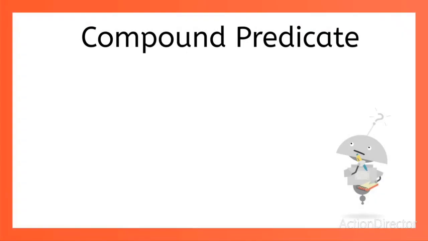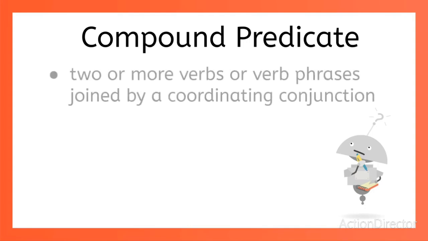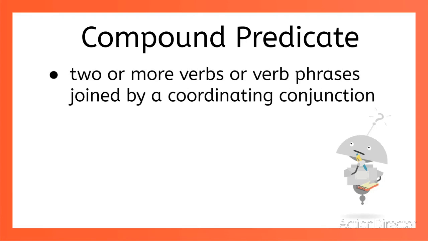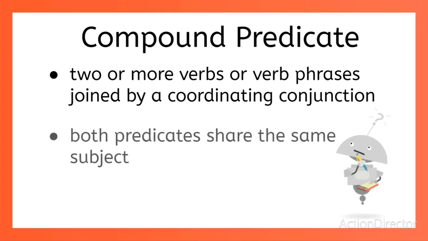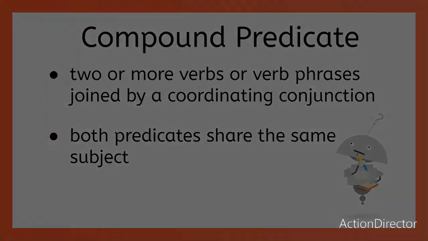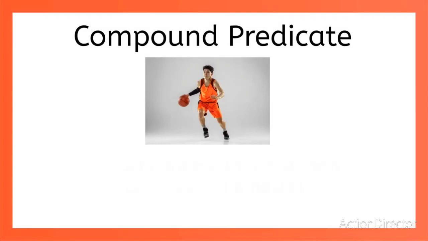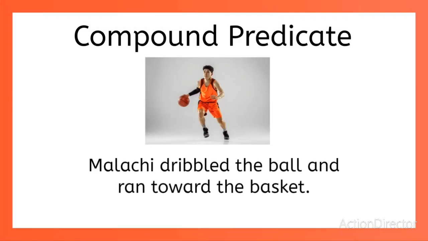You may have already guessed that sentences can also have compound predicates. A compound predicate contains two or more verbs or verb phrases that are joined by a coordinating conjunction. These predicates share the same subject. For example, in the sentence, Malachi dribbled the ball and ran toward the basket, we have one subject, Malachi, doing two different things. He dribbled the ball and ran toward the basket. These two verb phrases are joined by the coordinating conjunction and.